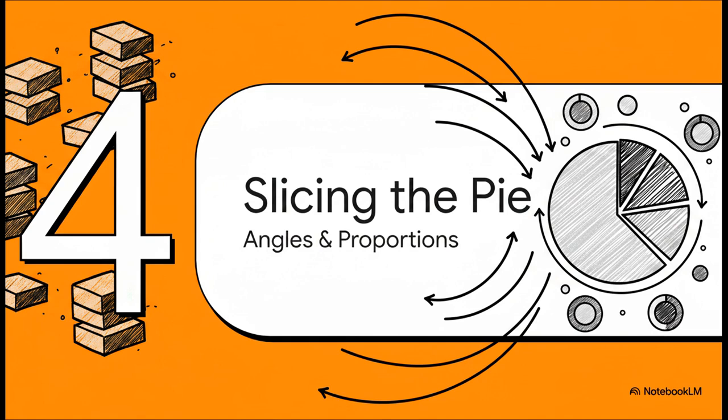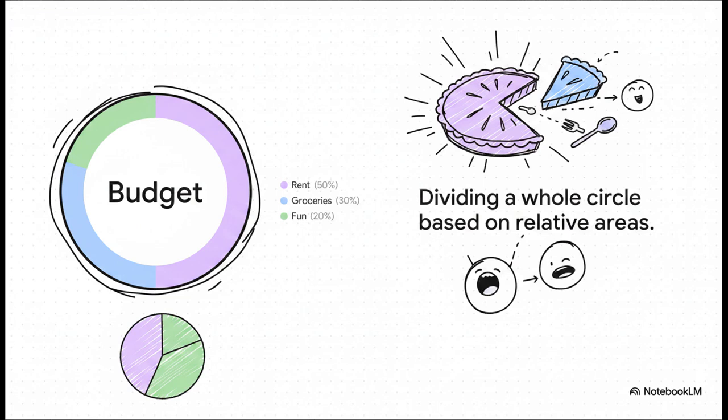All right, part 4, slicing the data pie. We are pivoting from stacked blocks and straight lines over to circular proportions. You might hear these called pie charts, or, if they have a hole in the middle, donut charts. But whether it's a pie or a donut, the underlying logic is exactly the same. We are taking a whole circle and dividing it up based on relative areas. It's essentially the visual equivalent of serving dessert at a dinner party and making sure the slices reflect who is the absolute hungriest. If one person did all the cooking, maybe they get half the pie, while everyone else splits the rest. We're dividing the whole thing based on relative share.